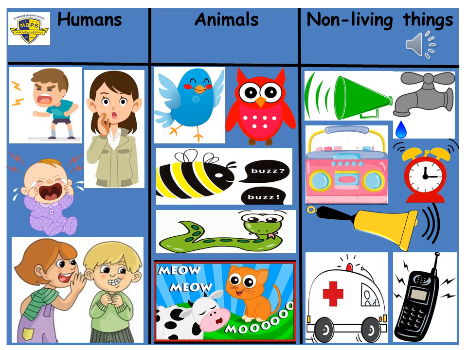Bird. Bird is chirping and bird is making very soft sound. The owl hoots. The bee buzz. The snake hiss. Cat meow and the cow moo. These are the animals making sounds and they are the source of sounds.